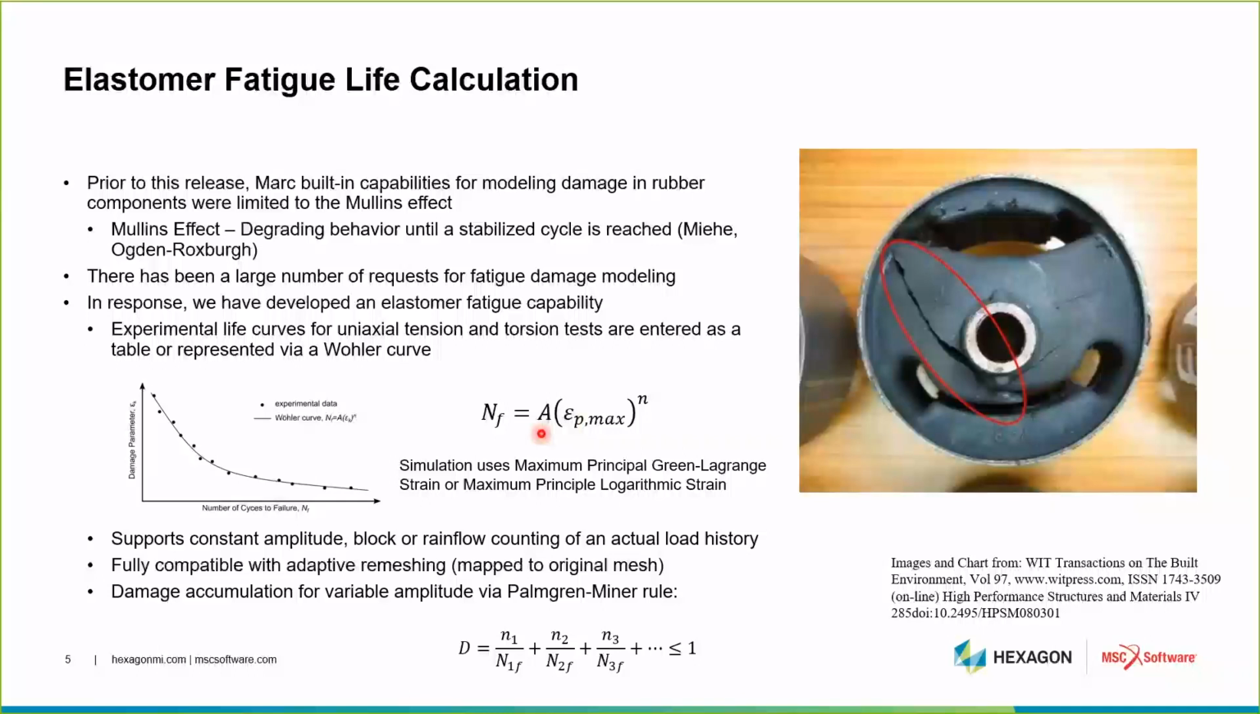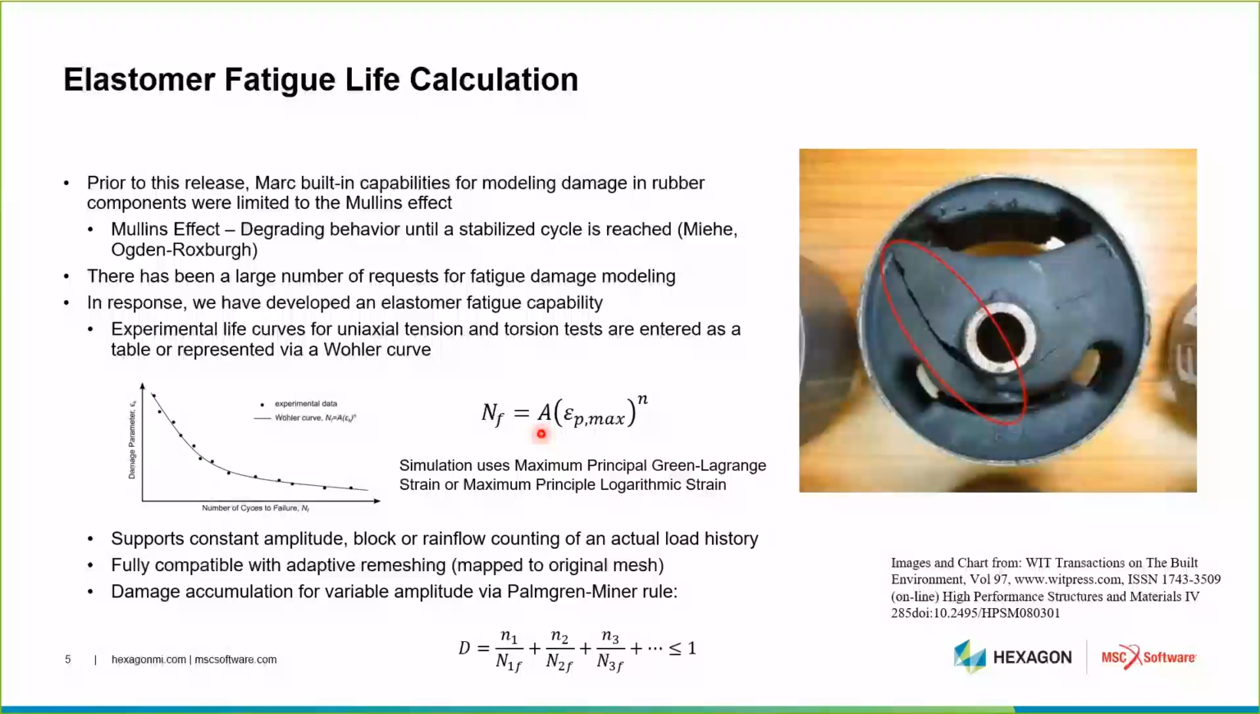If you, in your own methods, use a different strain and you'd like us to incorporate that, please let us know. But this is what we find is most prevalent in the literature today. It supports constant amplitude, block, and rainflow counting of an actual load history. So obviously, constant amplitude is pretty straightforward, as is block. The rainflow counting is very cool because you can actually give it a complicated load history, a simulation of that, and it will identify your major peaks and valleys, and you do not have to do that. It will do that for you.